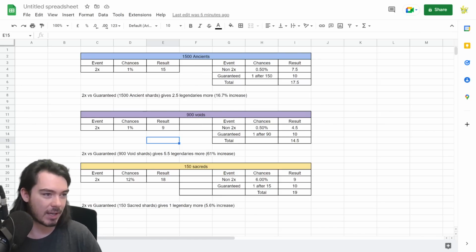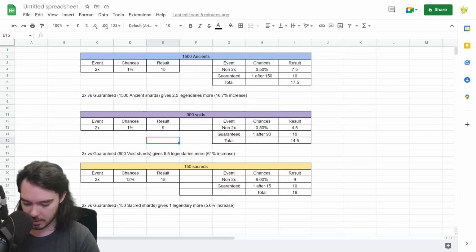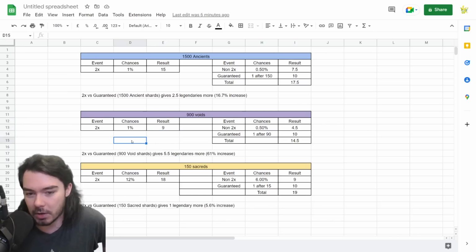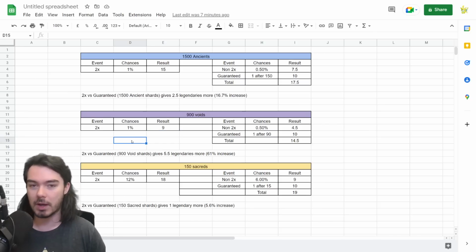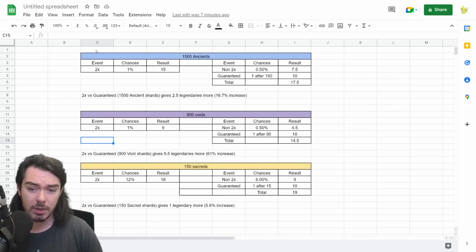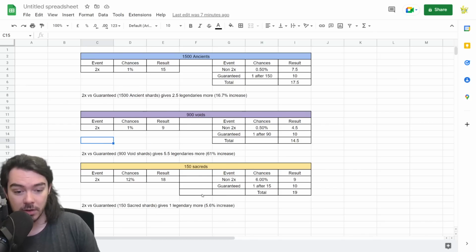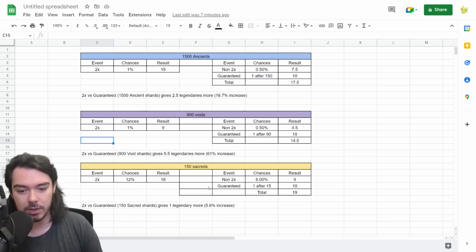Let me actually get you the exact numbers. So it would be 900. You're going to miss out 8%. You're going to miss out 72 void epics going for guaranteed voids as opposed to pulling in 2x events. So you're missing out on a lot of epics, right, going for these. Now, when it comes to the sacreds, you're not missing out on epics because the sacreds always give epics, right? So you're actually going to get almost the same amount of legendaries and almost the same amount of epics. That doesn't change too much.